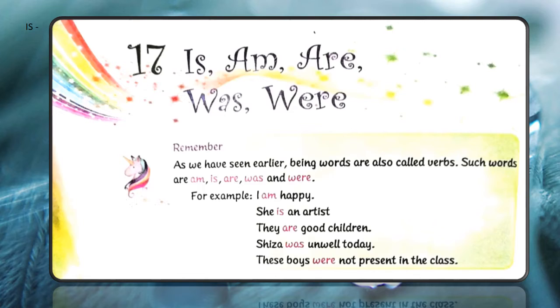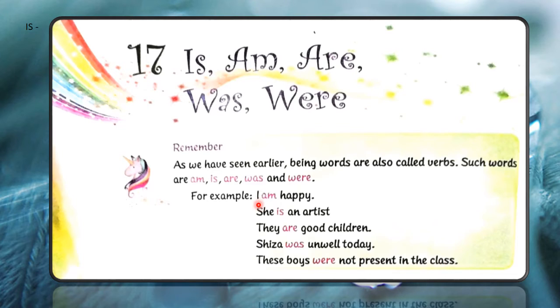So students, today we will discuss is, am, are, was and were. As discussed in the previous slide, these words are called the helping verb or the be verb. These verbs sometimes act as a main verb and most of the time they act as a helping verb. Now let's see the examples here. I am happy. She is an artist. They are good children. Shiza was unwell today. These boys were not present in the class.